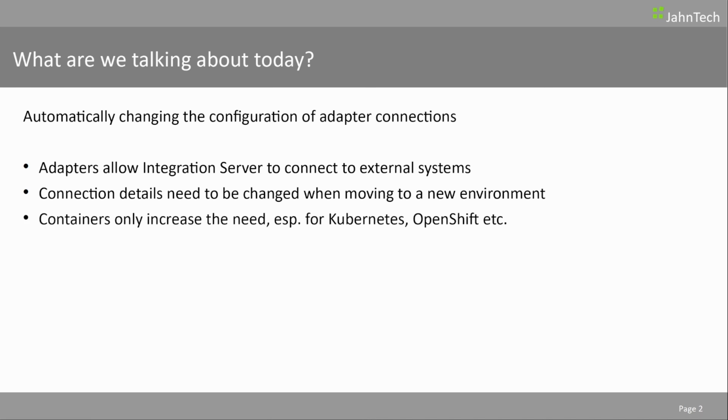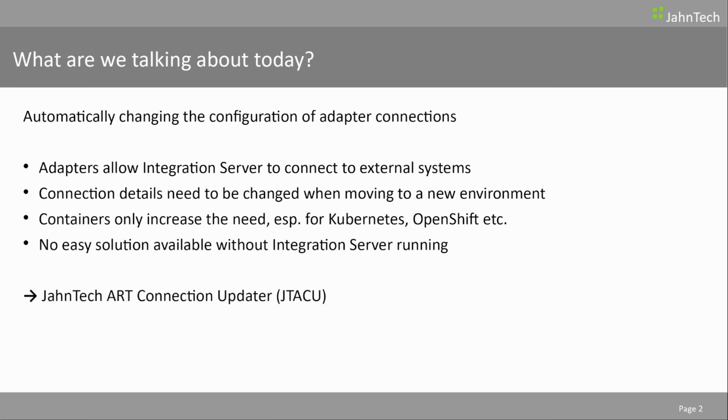This becomes even more frequent when we are talking about containers, especially in the context of a container orchestration platform like Kubernetes and OpenShift, when tens, hundreds, or perhaps even thousands of instances are created automatically. And especially in the container context, it is necessary to do these changes before starting up Integration Server. So you need a tool to do it without Integration Server running, and so far no easy solution has been available. And this is where the Yarntech ART Connection Updater, or JTACU for short, comes into play.